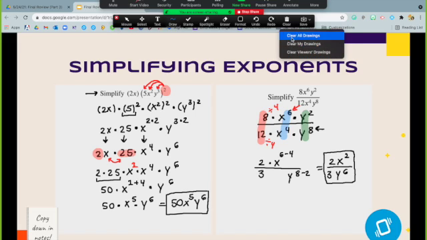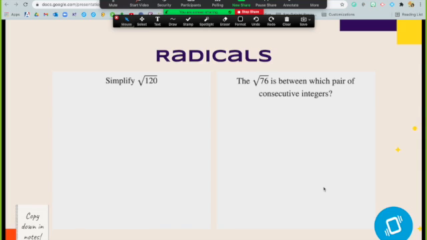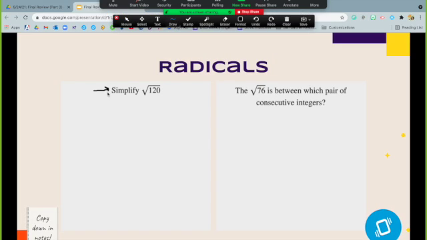Alright, I'm going to clear my slide and let's continue on to the next one. It's asking us for radicals. So try out the first one on your own. It's asking you to simplify the square root of 120. I'll give you a few minutes to try that out on your own first.